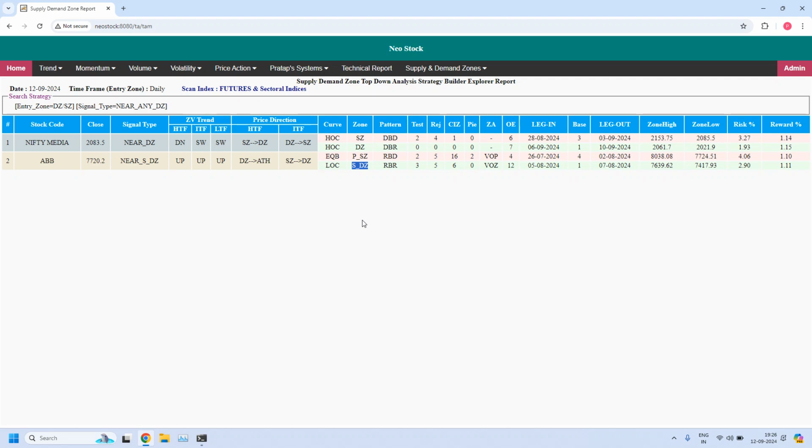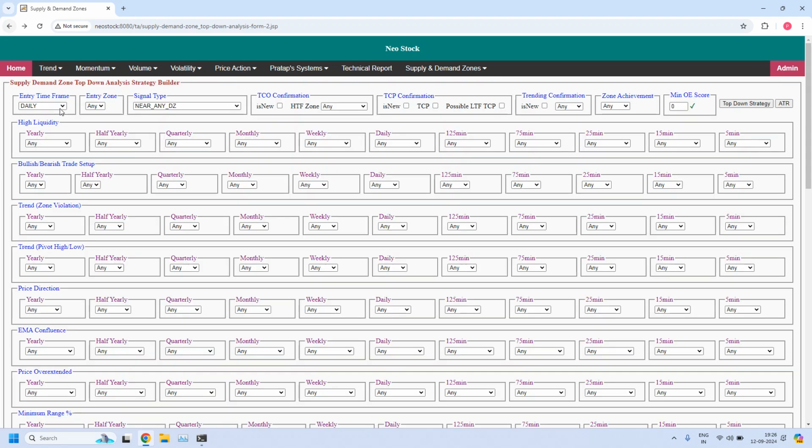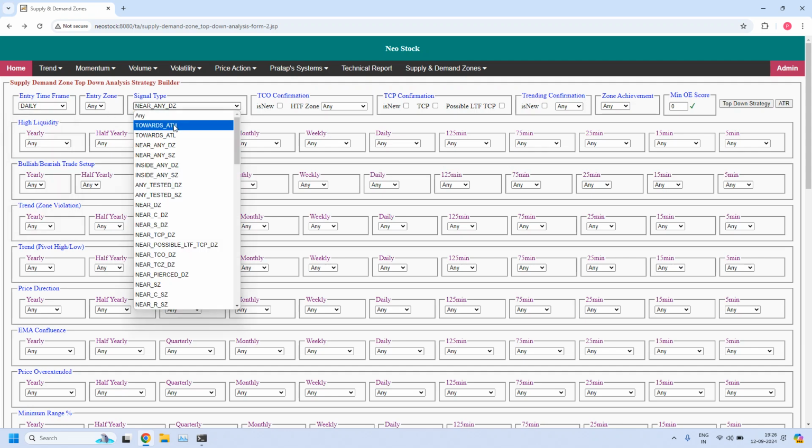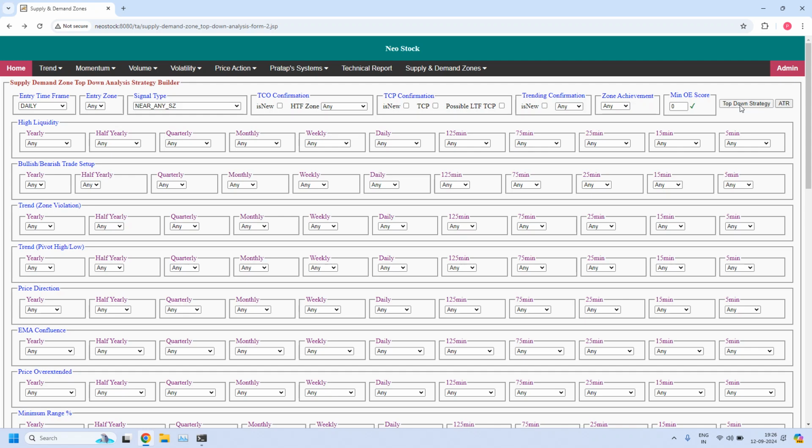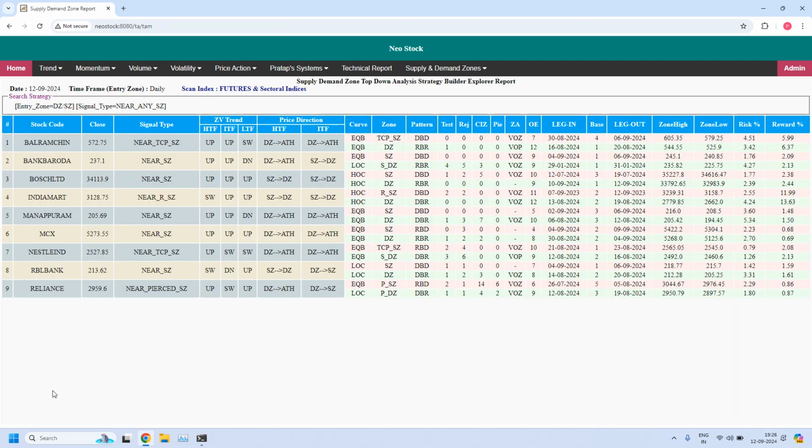Okay, so this is about daily demand zones. Next, for daily time frame, let us find the stocks near daily supply zone. 9 stocks are filtered.